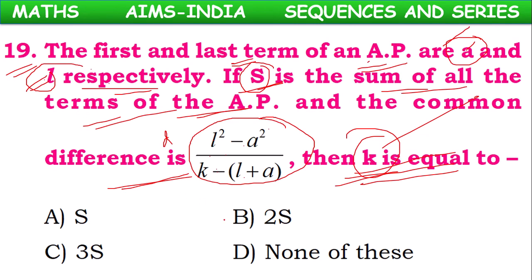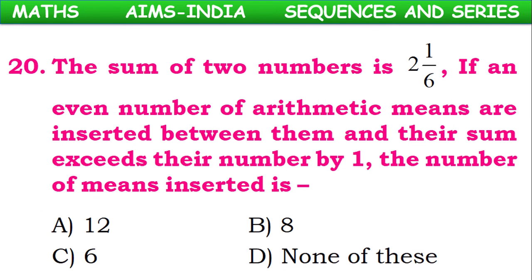So as per the hints, the value of K is 2s. Option B is correct. Next one, 20th question. The sum of two numbers is 2 1 by 6.